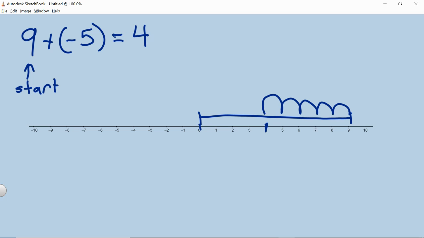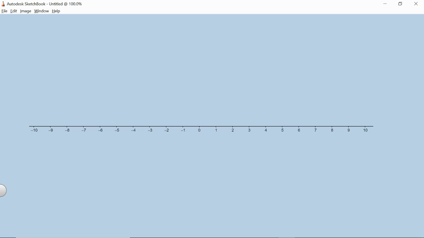Which, by the way, is the same thing as if we just did 9 minus 5. And adding a negative is the same as subtracting that same positive. So adding negative 5 is the same as subtracting 5. And we get the same answer, which is 4. Okay, let's try another one. Let's do 2 plus negative 6.